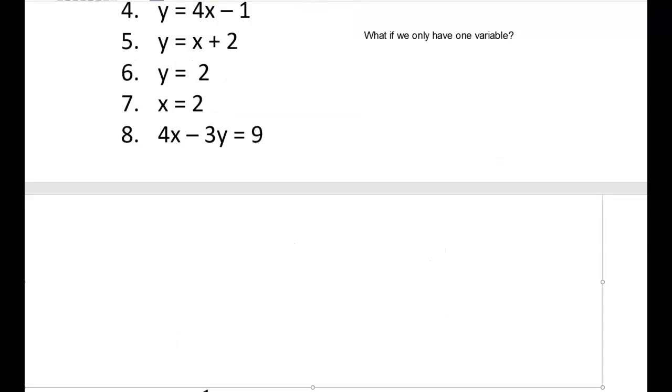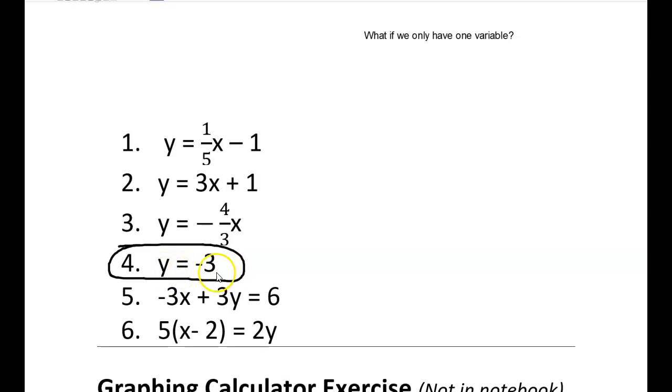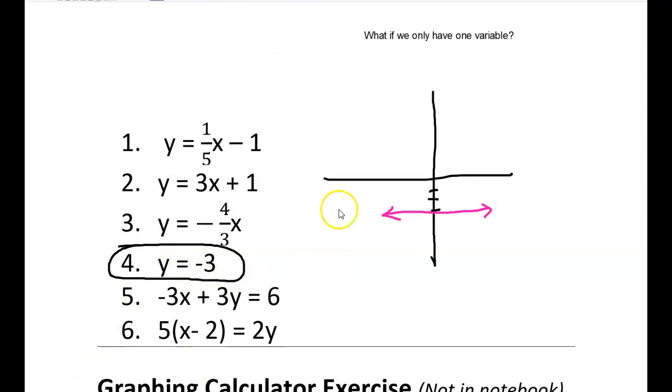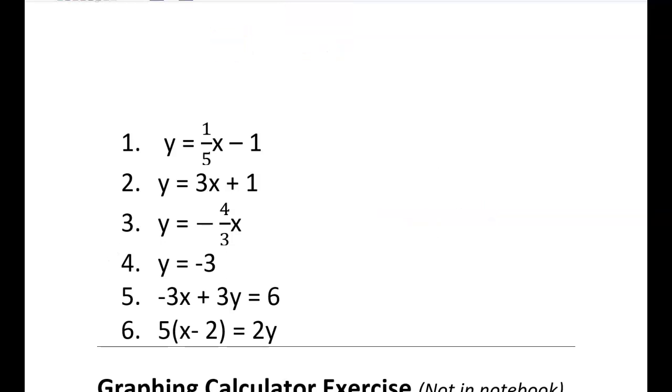So, I think I might have given you guys one of those too. Let's take a look. Alright guys, go ahead and try number 4 here. Graph that. Pause the video. Okay, so this is what you guys should have gotten. We're going to find where negative 3 is on the y-axis. So that's right here. And then we're going to draw a horizontal line through it. And so that would be that one.